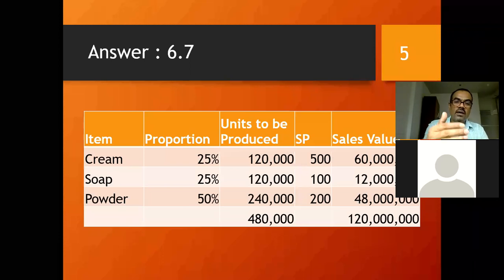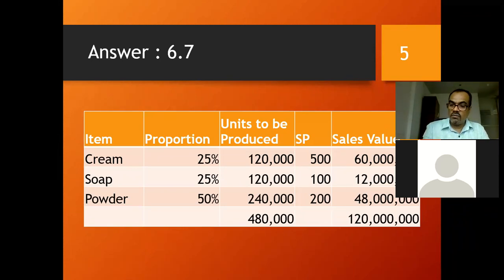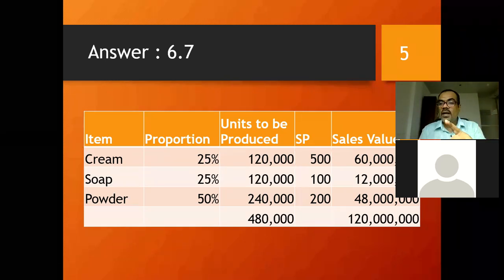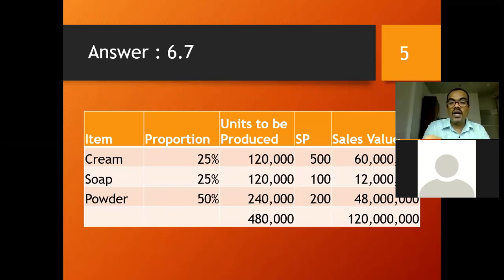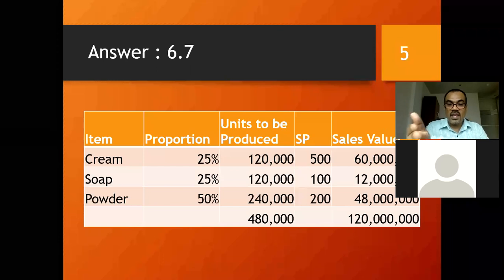Or you can take 1, 1, 2. In every bundle, there is 1 unit of cream. So 1 into 120, since the number of bundles is 120. So 120 units. There is a single unit in every bundle, therefore 1 into 120 for the soap. Mind that in the case of powder, there are 2 units in every bundle.